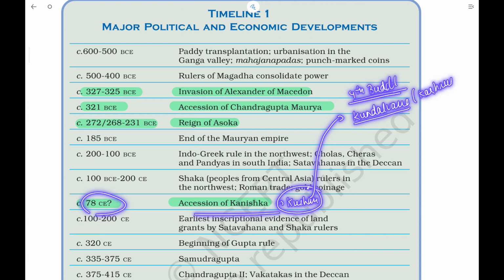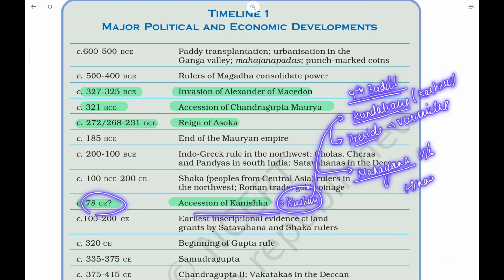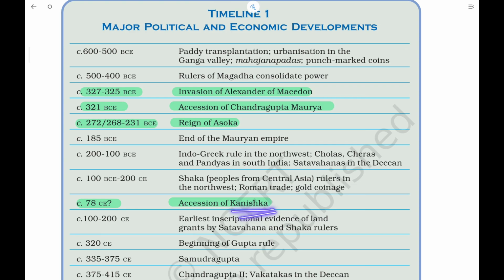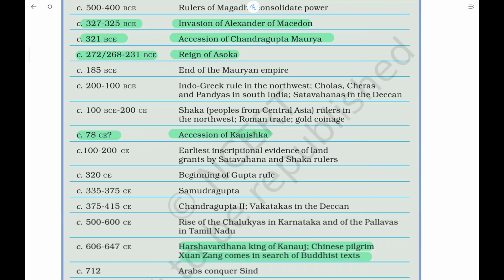Now, the second important thing regarding the 4th Buddhist council is that it was presided over by Vasumitra. What happened in the 4th Buddhist council was that there was a proper division between the Mahayana sect and the Hinayana sect. So in Buddhist terminology, the Mahayana sect and the Hinayana sect were divided during the 4th Buddhist council that was held during the reign of Kanishka.